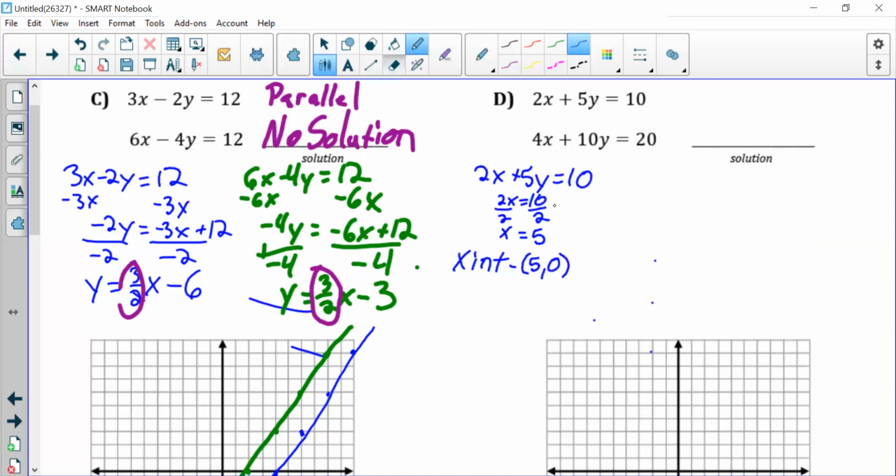All right, going back, get us some space here. And then let's solve for our y-intercept. So for our y-intercept, we're going to cover up the x and solve for y. Covering up the x gives me 5y equals 10. So 5y equals 10. Divide both sides by 5. Then y equals 2. So my y-intercept is where x equals 0 and y equals 2.